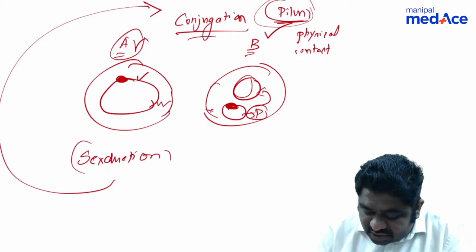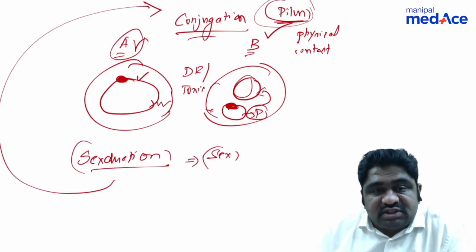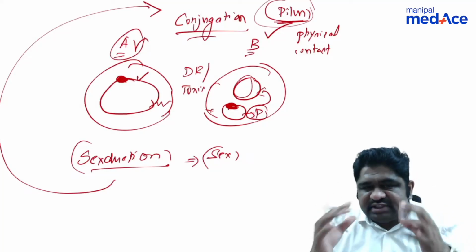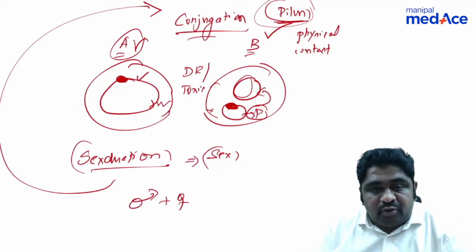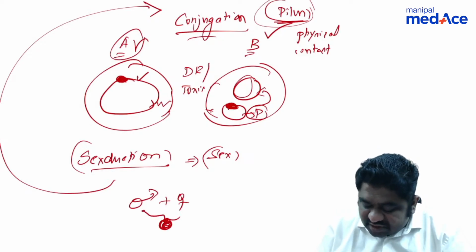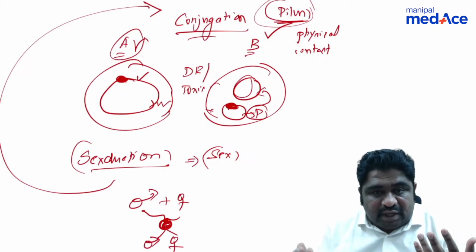In conjugation, you are transferring information of drug resistance or toxicity. But in sexduction, you transfer sex information. Now, what is the sex information? Imagine, in case of higher organisms, what is a sexual activity? A male and a female come together. A male gives some genetic information, a female gives genetic information, fertilization happens, a zygote forms, and it can give rise to either a male or a female. That is called a sexual activity.